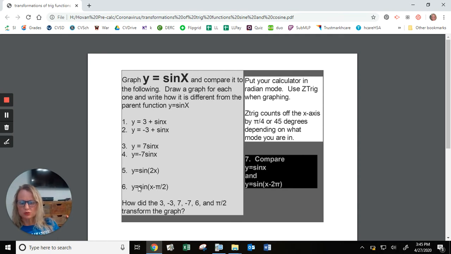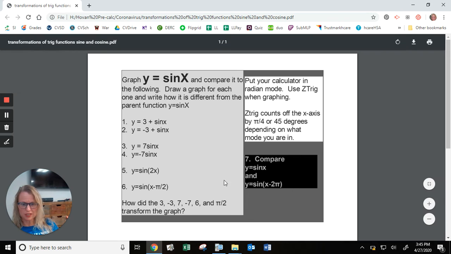So here's what I'd like you to do on your calculator, and then write it on a piece of paper. You're going to number 1 to 7. Please don't forget number 7 over here. So the first one in y1, you're going to put y equals sine x. And then for problem 1, you'll put y equals 3 plus sine x in.